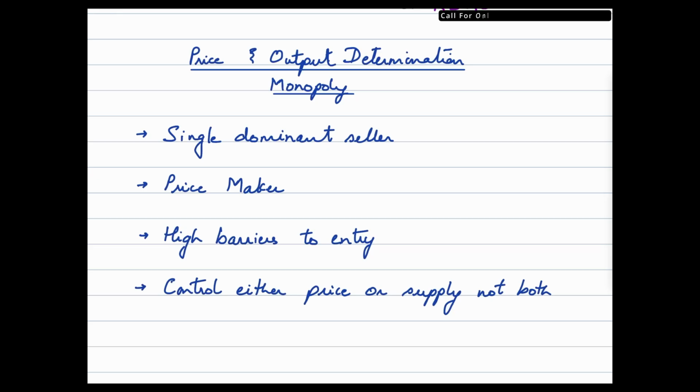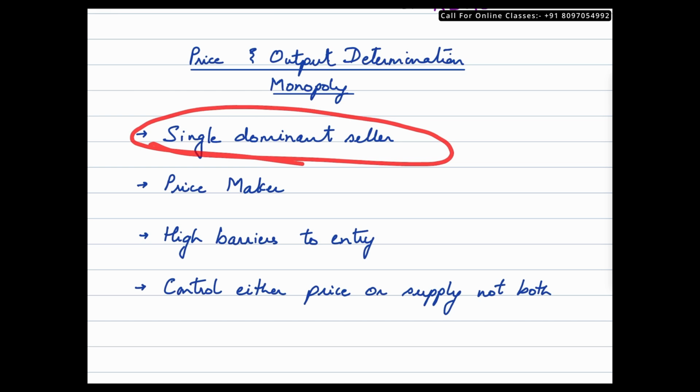So before we move on to the price and output determination, let's take a look at the features or the characteristics of a monopoly. So monopoly is a market situation with a single dominant seller. Monopolists are price makers, that is, they get to decide their own prices. There are high barriers to entry, that means potential firms cannot enter the market as easily as they would under perfectly competitive markets because a monopolist would not let them enter, and hence the single dominant seller.